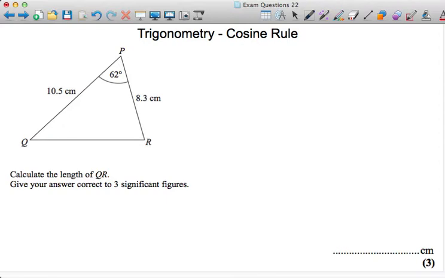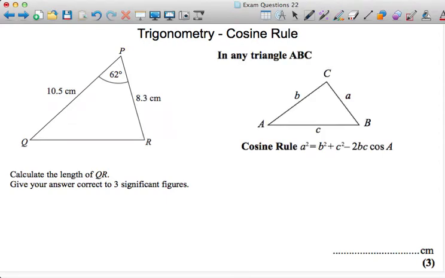The one that applies in this case is cosine rule, and you can find the formula for cosine rule at the beginning of the exam paper. In this triangle, we can find the side little a if we know b, c and the angle in between them. And that's precisely the case here. We've been asked to find this side, which I'll call little p, because it's opposite angle p. We know the other two sides and the angle in between them.